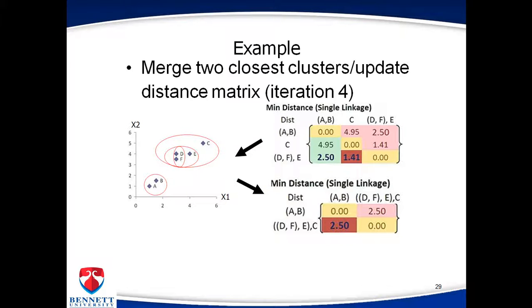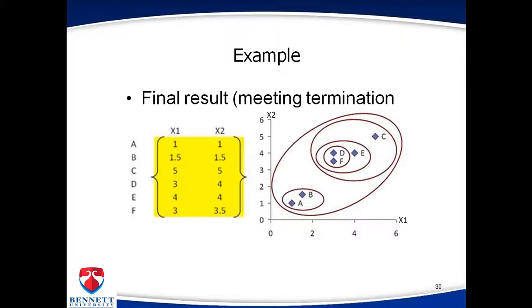So that is the final step. DEF are merged, then we find the distances again, and C is merged with D, E, F. AB was merged before, and the final merging is like that.